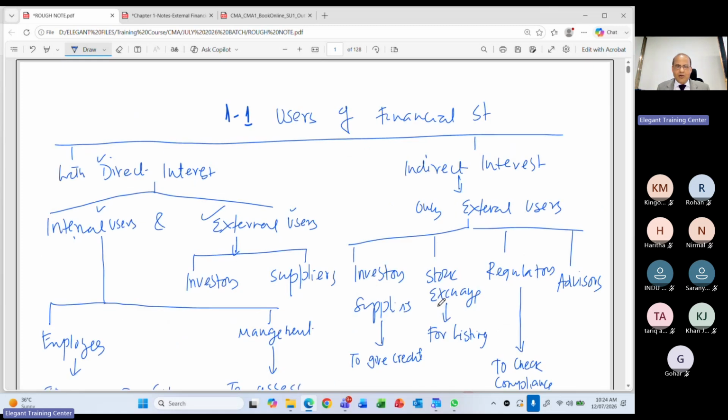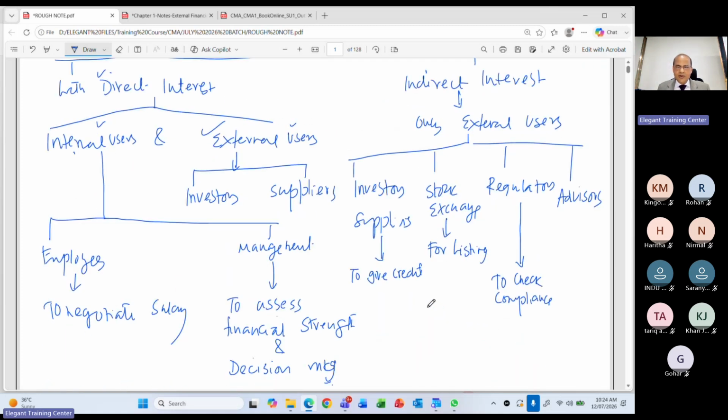So this is all about the users of financials. Users can be external and internal, with direct interest and with indirect interest. You never know. One short question can come, multiple questions can come. So you have to get 100 out of 100. Any question coming on the users, you should get full marks. Clear? Next.